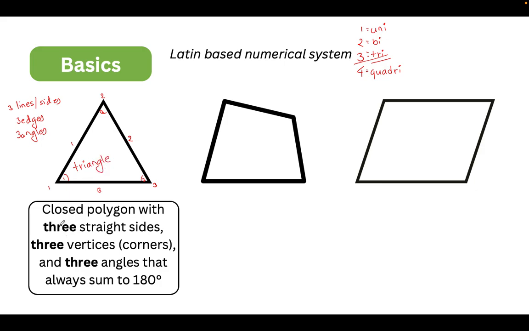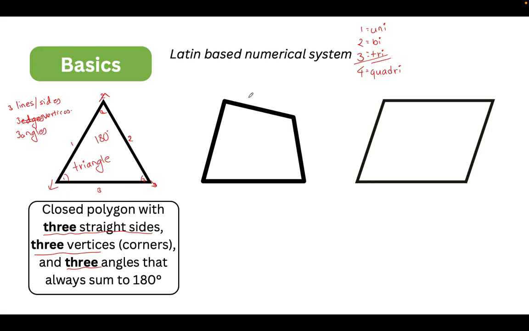Okay, so a triangle is a closed polygon with three straight sides, three vertices. Let me just correct myself, this is called vertices. A vertex is this point, this is a vertex, this is a vertex, this is a vertex. And three angles, and the sum is always equal to 180. So the sum of the internal angles of a triangle is always equal to 180 degrees. Okay, so this is a triangle.